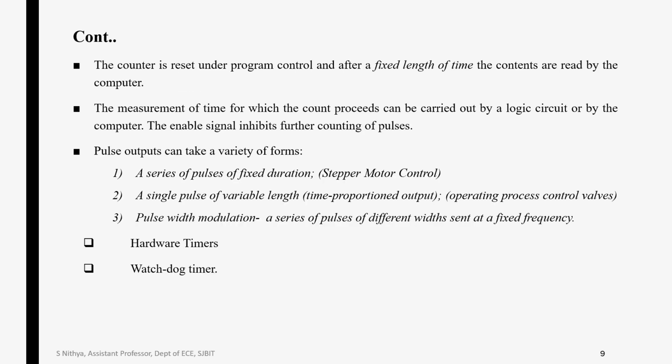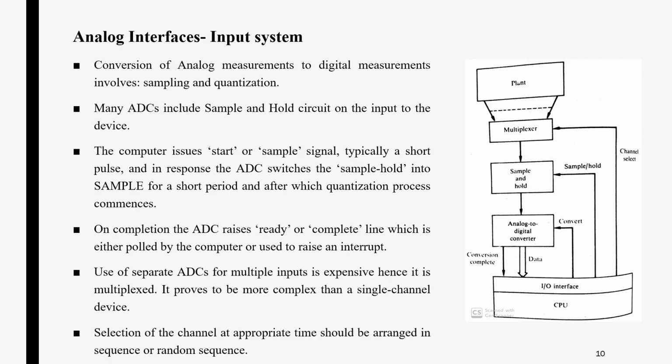The next one is the analog interface. In analog interfaces also there are two diagrams, the input side and the output side, represented separately. The analog interface is connected to the plant, so whatever signal is received from the plant is an analog signal. That kind of analog signal needs to be converted into digital form. To perform that, we need a sampling and hold circuit.